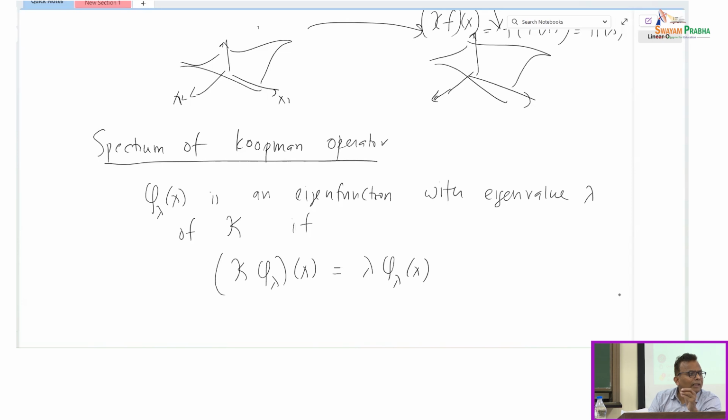But since our ultimate goal is to do everything from data, there are limits. One of the questions you ask is, what are the limits on data, right? When you're dealing with data, you'll always have finite data. You'll never have infinite data, right? And with finite data, you can only construct a finite dimensional approximation of the infinite dimensional operator. And that will always be a finite dimensional matrix.